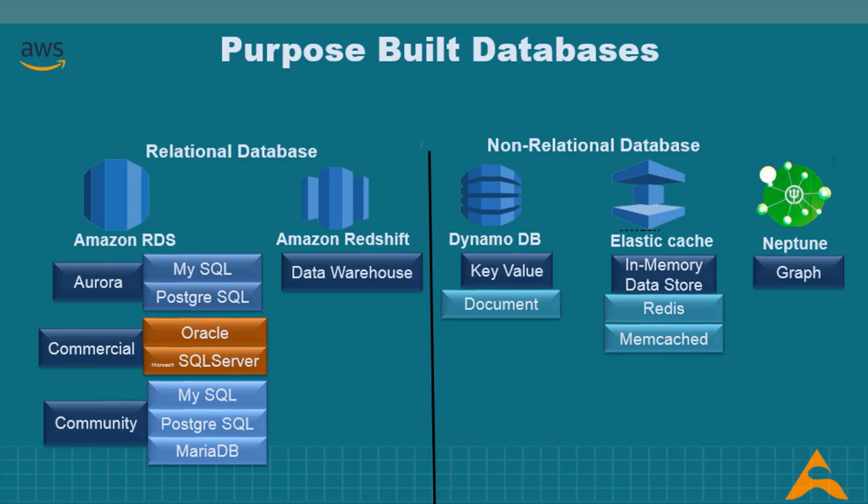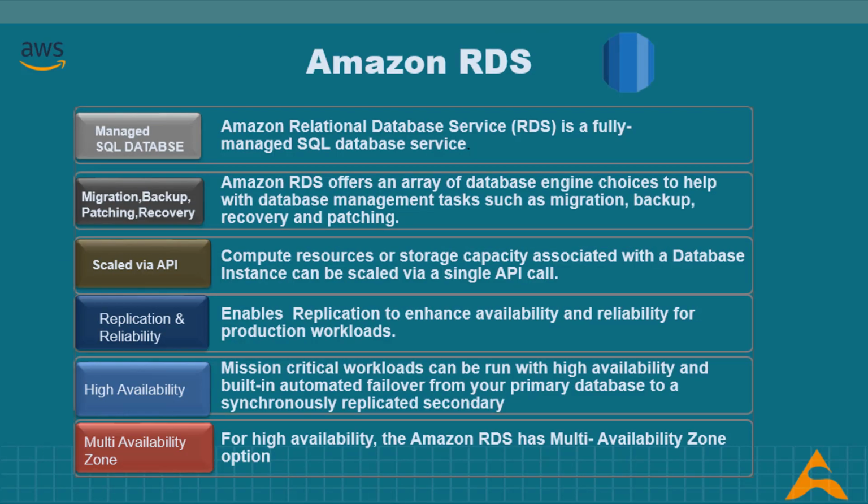Let's begin with relational database Amazon offerings. Amazon RDS is a hosted database service in AWS Cloud. Amazon Relational Database Service is a fully managed SQL database service. Amazon RDS offers various database engines like MySQL, MariaDB, Oracle, SQL Server, PostgreSQL, and Amazon Aurora to help with database management tasks such as migration, backup recovery, and patching. As said earlier, Amazon RDS provides access to MySQL, Oracle, or a Microsoft SQL Server database engine. This means that the code, applications, and tools already in use with an existing database can be used with Amazon RDS.